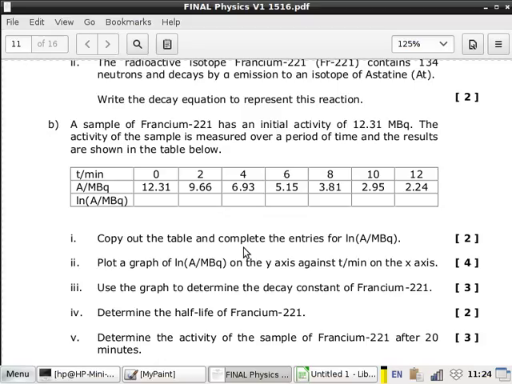Sure. What is the radioactive decay formula? Oh, the equation? Yeah. For which activity? The activity equals A0 e to the power minus lambda t.